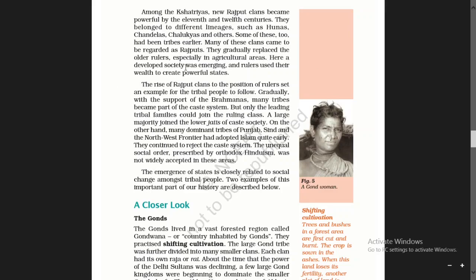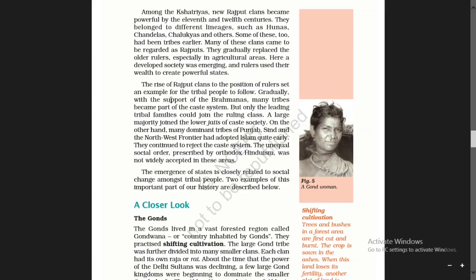Here, a developed society was emerging, and rulers used their wealth to create powerful states. The rise of Rajput clans to the position of rulers set an example for the tribal people to follow.